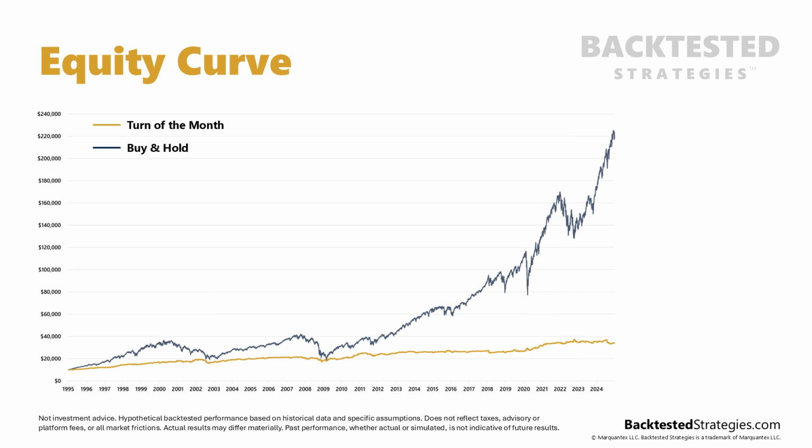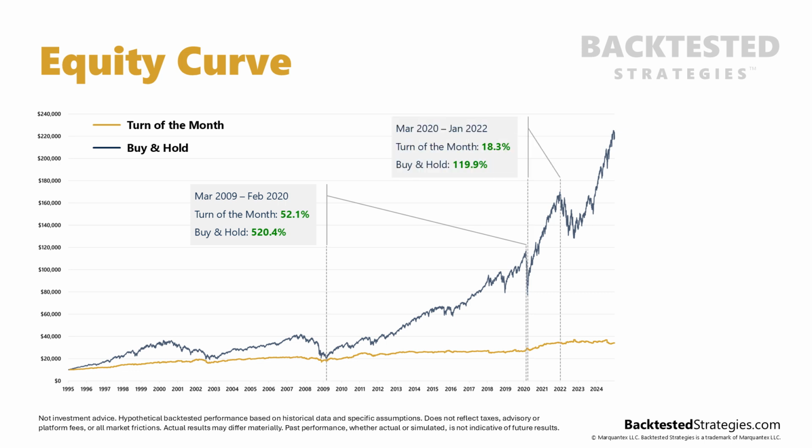The flip side is what happens when equities compound for years with no sustained drawdown. From the March 2009 bottom to the February 2020 high, monthly turn is up 52.1%, while buy and hold is up 520.4%. From the March 2020 low to the January 2022 high, monthly turn is up 18.3%, while buy and hold is up 119.9%. So the equity curve is the strategy's personality in one picture. Monthly turn can materially mute drawdowns in ugly regimes, but it can also miss a very large share of long-run compounding when the market is trending.